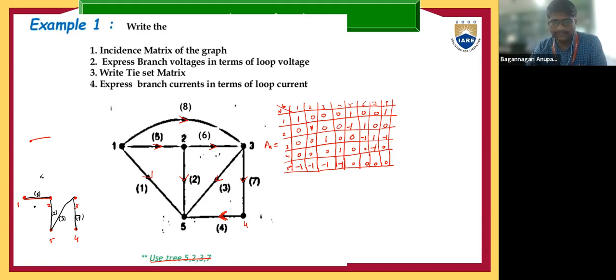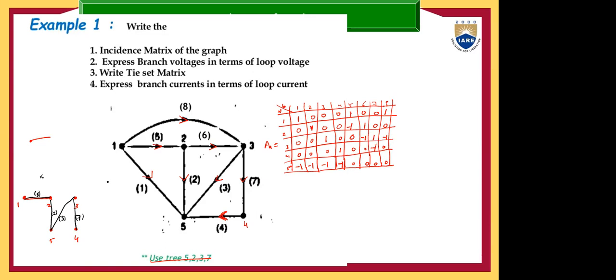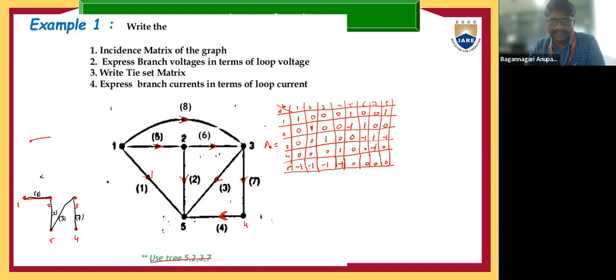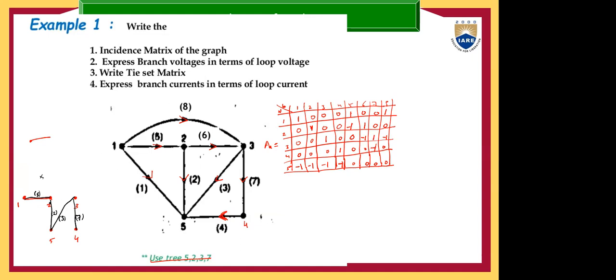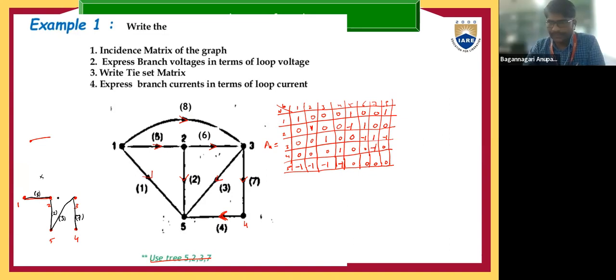So now tell me what the next step is. First we took a tree. What is the next step? Draw links and assign mesh currents. We have to draw links, sir. Yeah, we have to complete the graph by using the links. In place of missing branches, we draw the links.